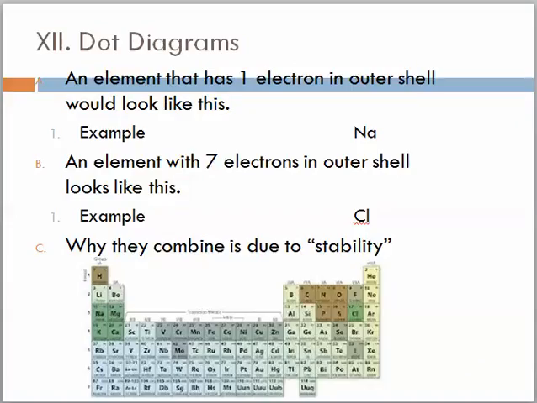Well, an element with 1 electron in its outer shell would look like this. If I go over here to sodium, sodium is in the first column. So that means it has 1 electron in its outermost shell. So I would put 1 dot above sodium. Chlorine, as you can see, it's missing 1 electron. It has 7 electrons in its outermost shell.